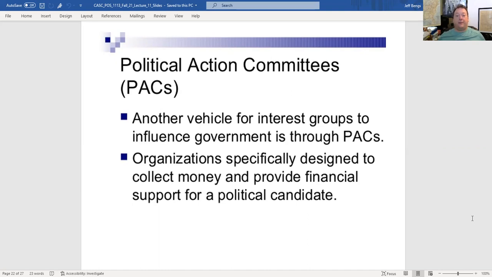So this takes us to the last 2 types of groups that we're going to look at. And they're called PACs and super PACs. PAC is an acronym for Political Action Committee. And the main way that these groups influence politicians is through money. They contribute money to elected officials so that they can have an influence.